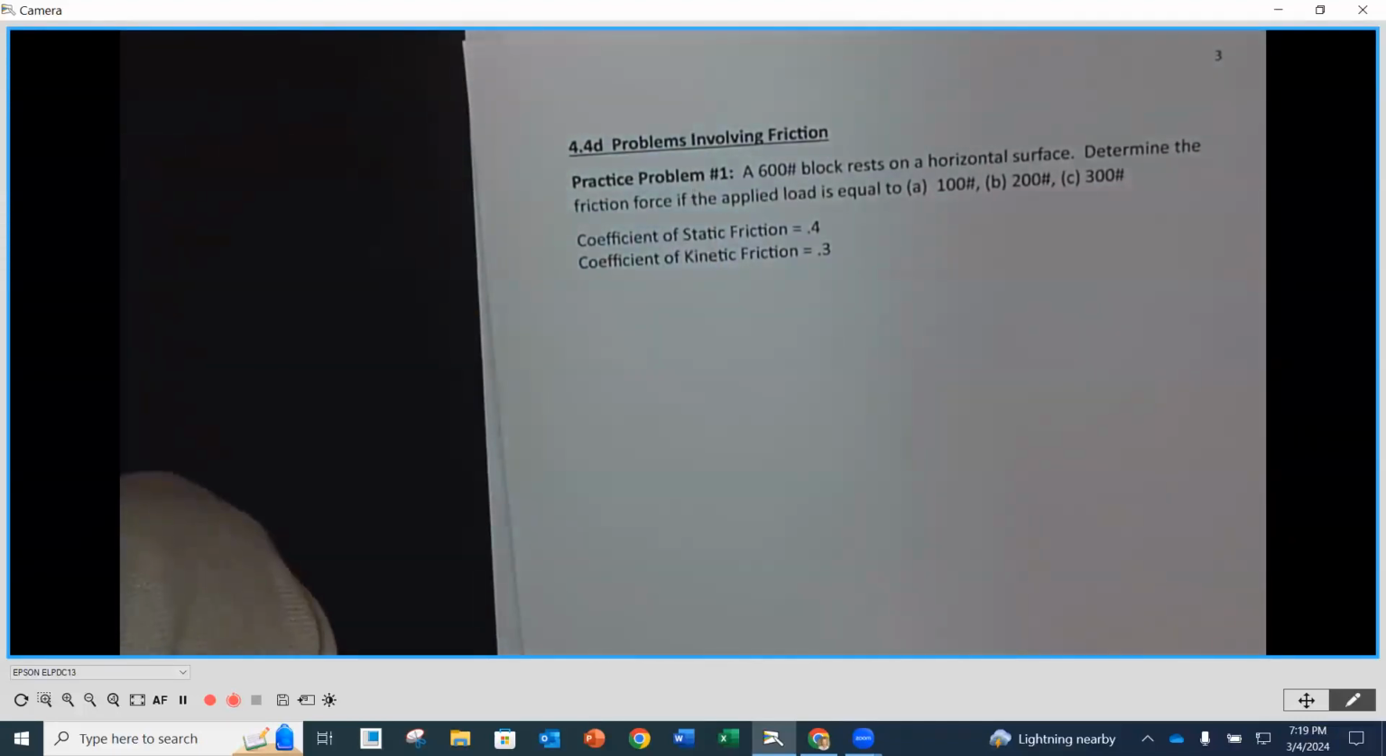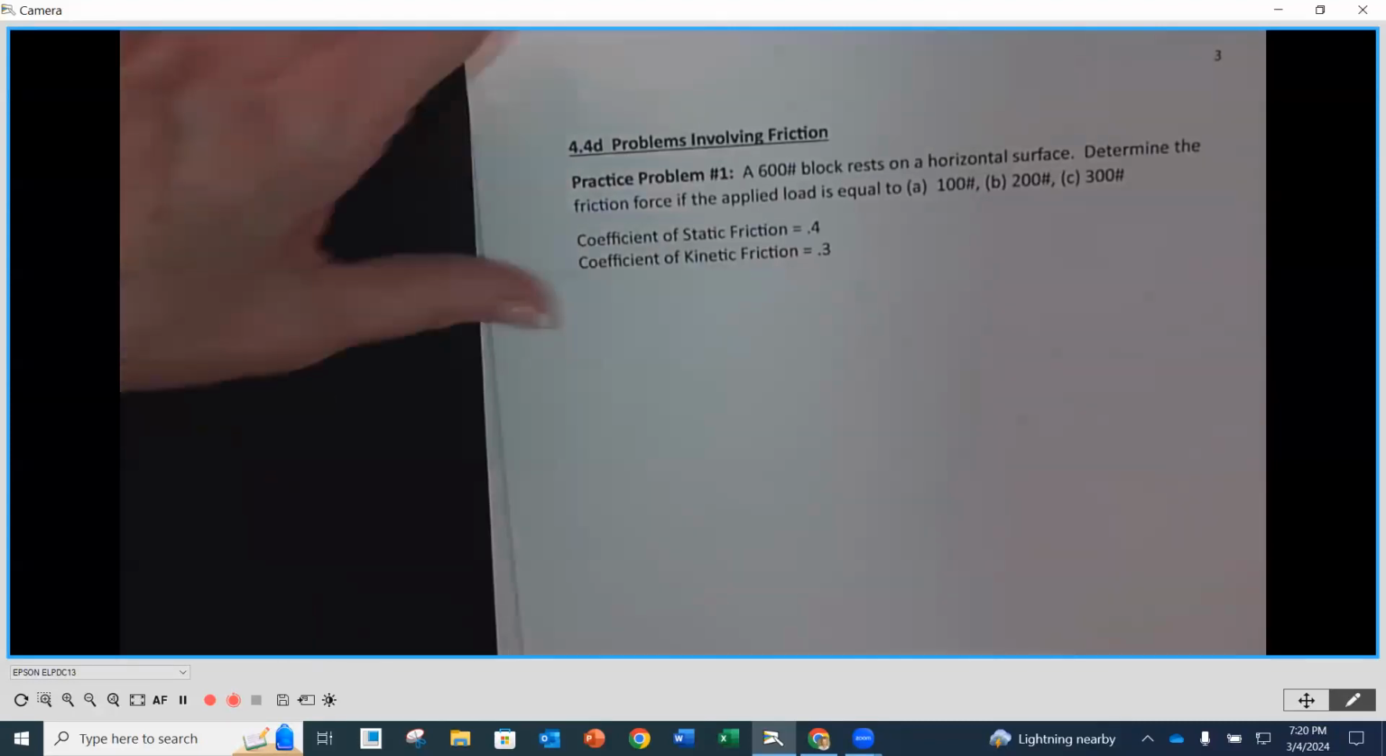We have a 600-pound block and it rests on a horizontal surface. What we want to do is determine the friction force if the applied load is equal to first 100, then 200, then 300 pounds. Now, they're giving us two values of coefficients of friction. The first one is the static coefficient of friction for these two surfaces that are riding together. And then the second one is kinetic.